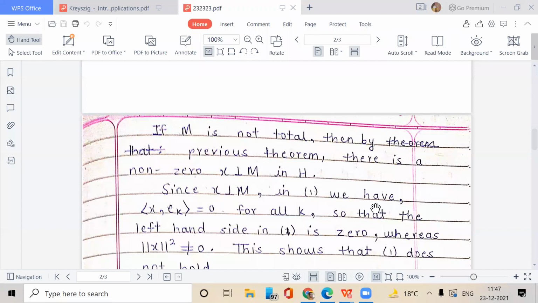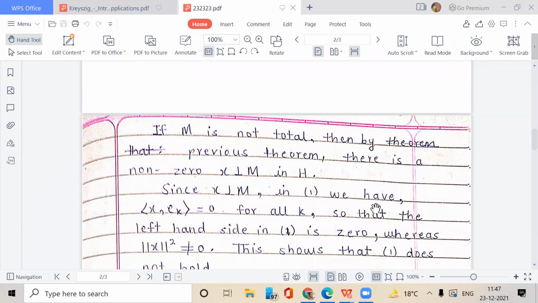Then by theorem number, write the theorem number there. Then by theorem number, whichever is your theorem number, the theorem we took yesterday, that is the previous theorem. I read it.